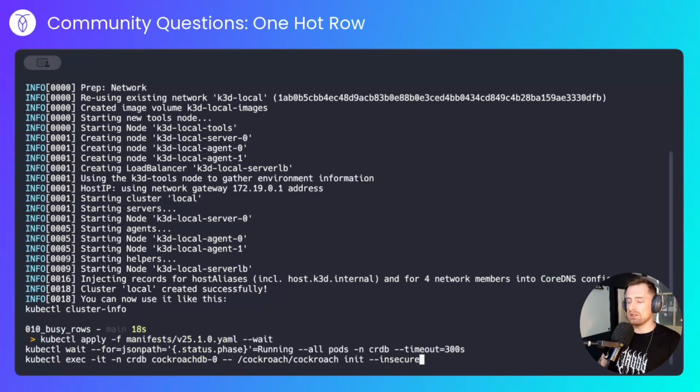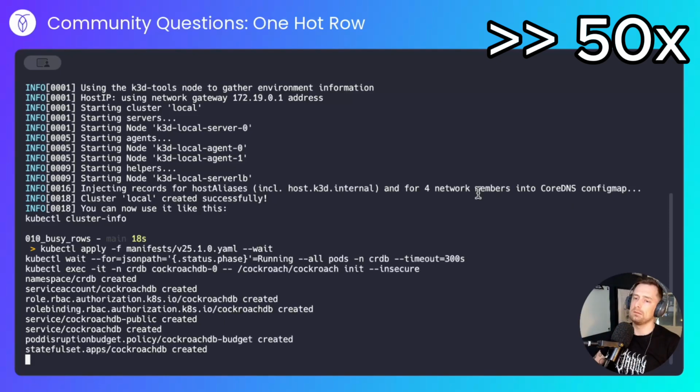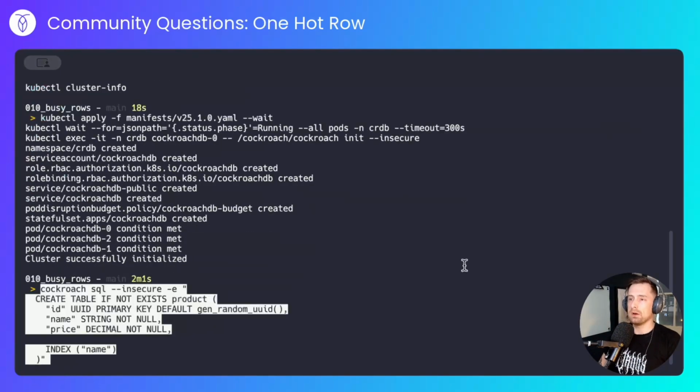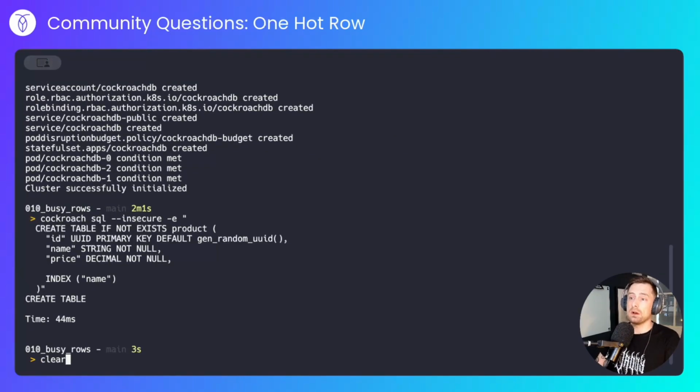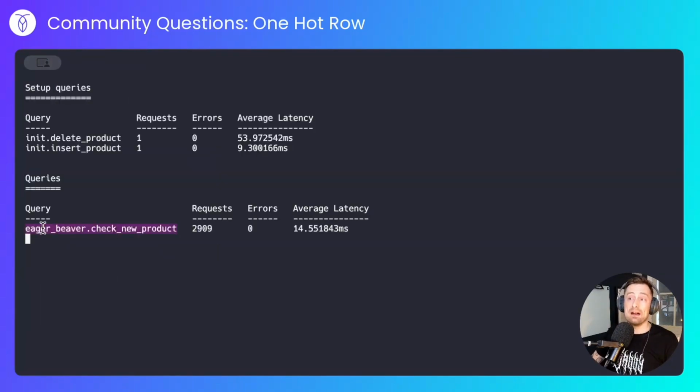I'll spin up a Kubernetes cluster and install CockroachDB. And with that installed, I'll create a table to store products. There'll be an ID, name, and a price. And I've got an index on the name column. So in this scenario, we're an e-commerce business with a viral product. And then I'll start a workload. And the workload has started. I have 50 eager beaver customers, all desperately checking for the availability of a new product.